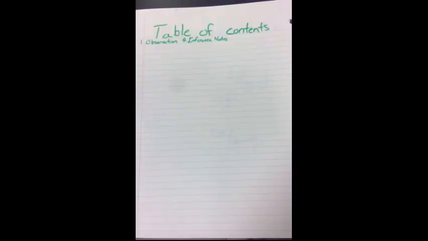Next, we have our table of contents, which will tell us the order that we will find everything in our notebook. For this unit, we're going to create one. And the very first thing that we're going to have is observation and inference notes. You may also want to number your pages and record what pages you can find these on as well.